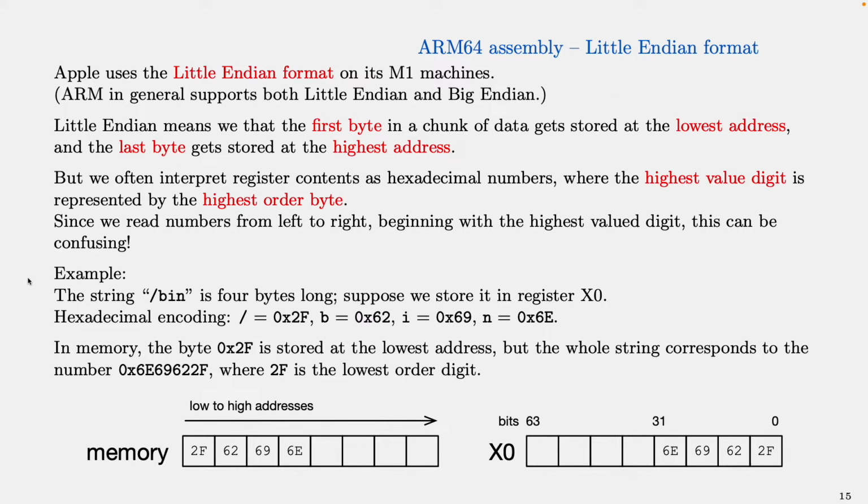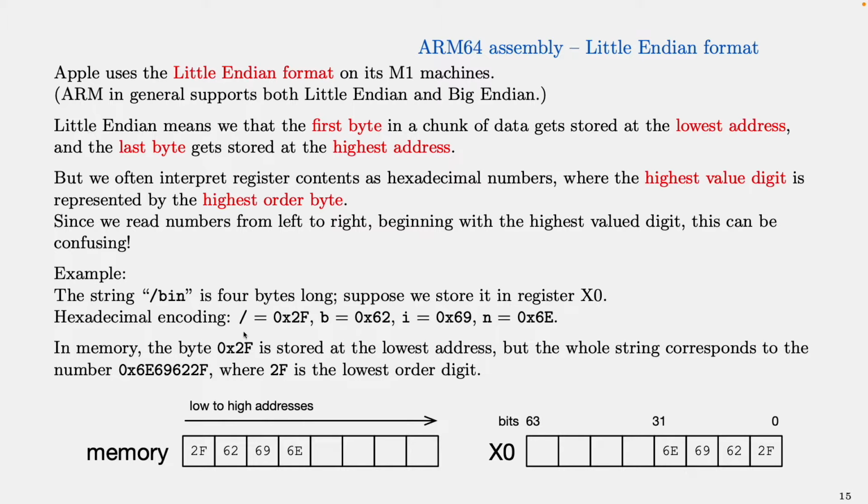So to make clear what I mean, look at this example. We have this string /bin. So this is 4 bytes long. /bin is, you could say, an important part of a string, because this is the directory on Unix machines where the standard executable programs are stored, and we will use this also in writing shellcode. So this is 4 bytes long, and we want to store it in the register x0. So the hexadecimal encoding is slash hex 2F, B hex 62, I hex 69, and N hex 6E.